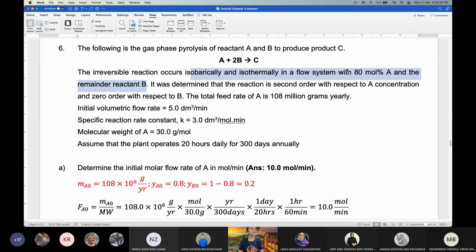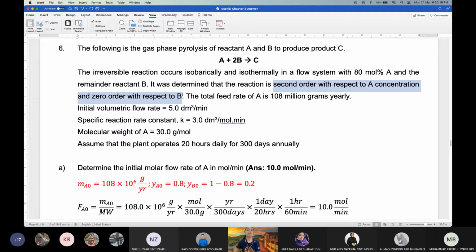Okay, next it says flow system. So this is a gas phase flow reactor. Okay, next it says 80 mole percent A, remainder reactant B. So it means initially I only have two compounds, two reactants, no inert. In this case there is no inert. It has A, it has B, and the mole percent is 80 mole percent A, YA0 0.8, so YB0 0.2. So whenever you are given the initial amounts, you immediately know that you need to find theta B. Definitely to find theta B. If you are given the initial amount of A and initial amount of B, you find your theta B in your table. Okay, next it says the reaction is second order with respect to A and zero order with respect to B.